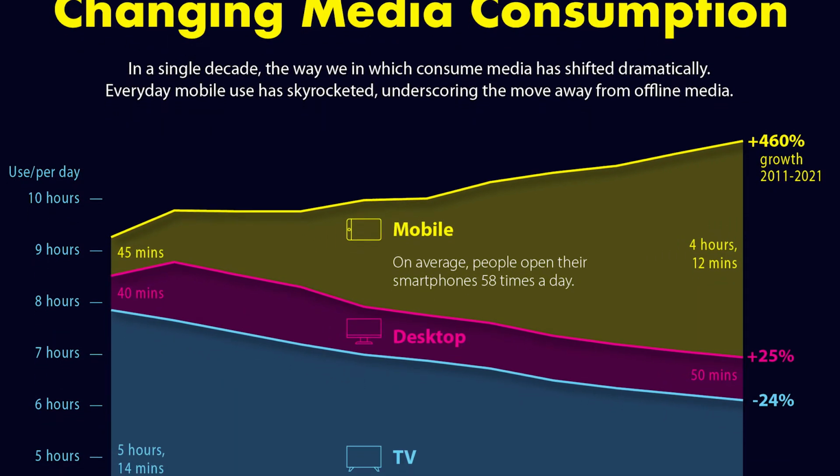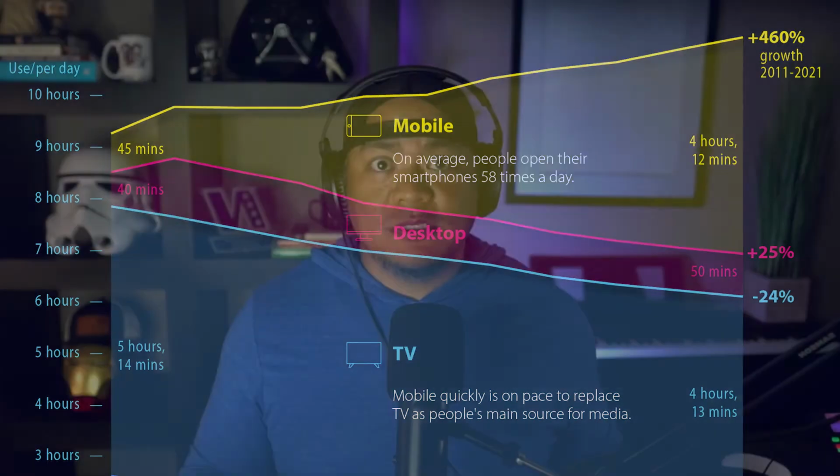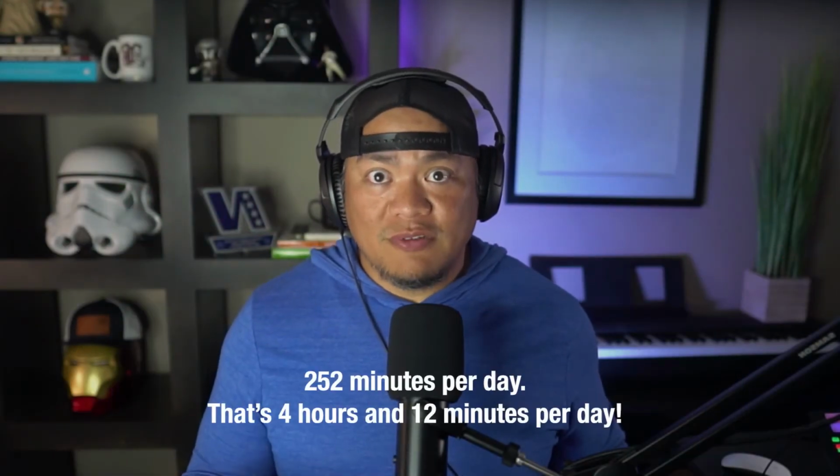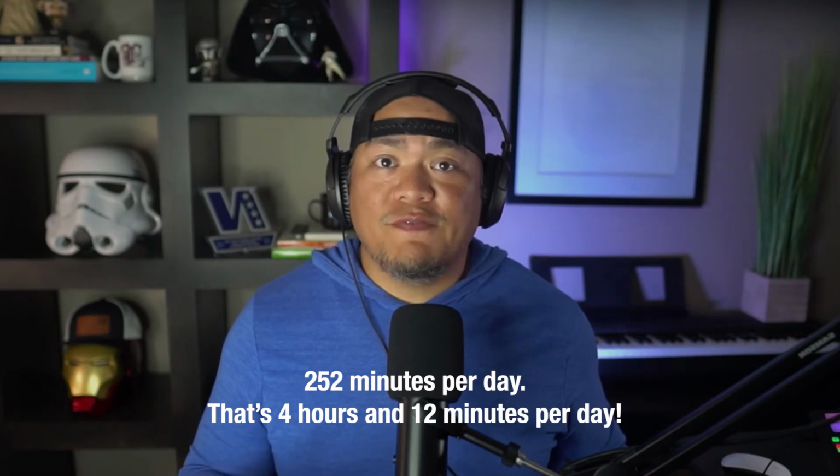Then take into consideration that since 2011, mobile device media consumption has gone from an average of only 45 minutes per day, just 45 minutes per day, to a whopping 252 minutes per day. That's 4 hours and 12 minutes average per day. It's a 460% increase in 10 years. Desktop media consumption averages only about 50 minutes per day in comparison.